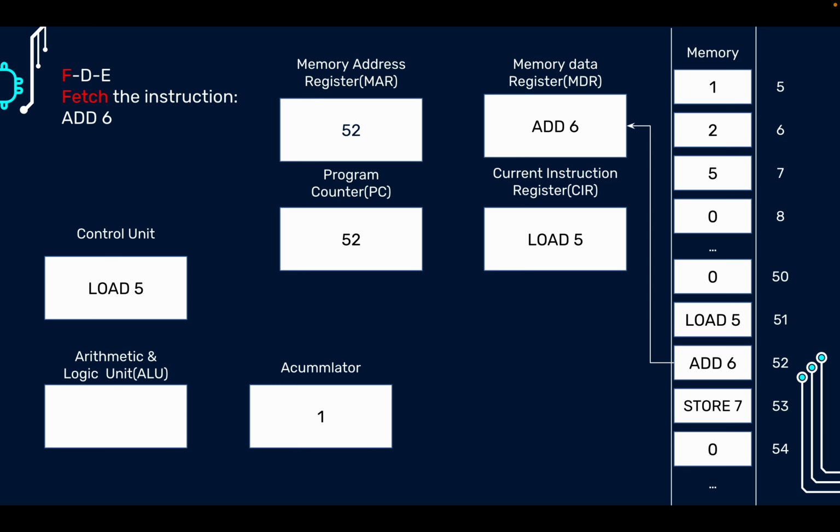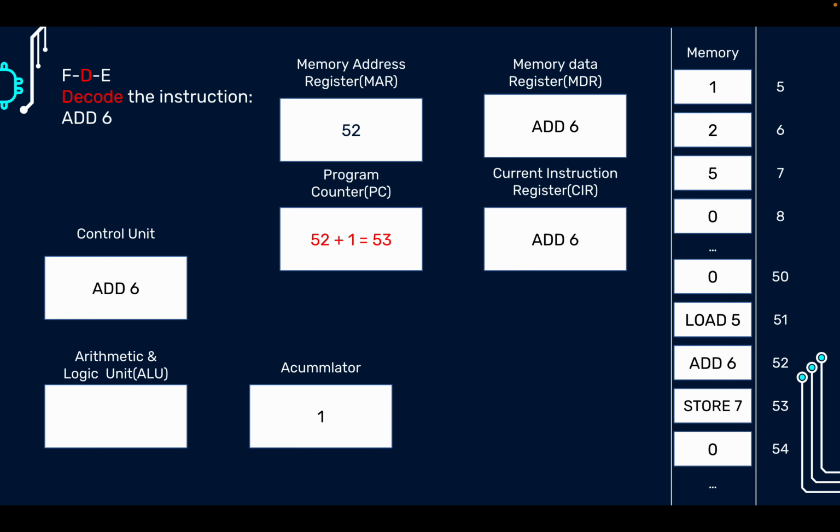but right now it is ADD 6, so we need to update the current instruction register. And do you remember we talked about it before, that we need to add 1 to the program counter because we already fetched the instruction, so the program counter will be 53. And after that we need to decode the current instruction register in the control unit. The control unit will decode the ADD 6, and after that we need to do the ADD 6 step.